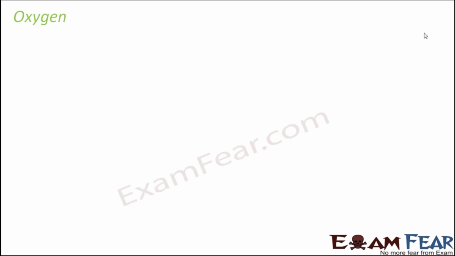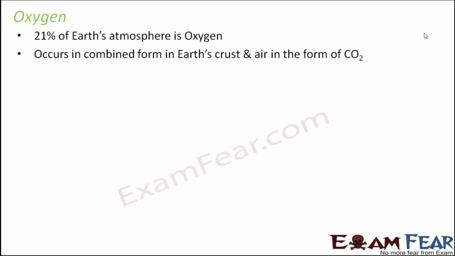Even before we talk about the oxygen cycle, what is oxygen and in what amount is it present in our atmosphere? So 21% of the Earth's atmosphere is oxygen. So maximum is nitrogen and the next is oxygen. And as we all know, oxygen is one of the most important gases needed for living organisms, because oxygen plays a crucial role in respiration. And without respiration, living organisms cannot survive.